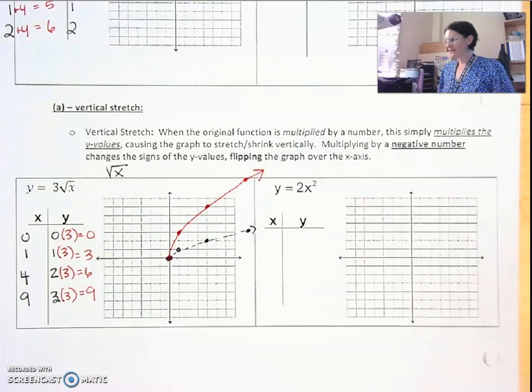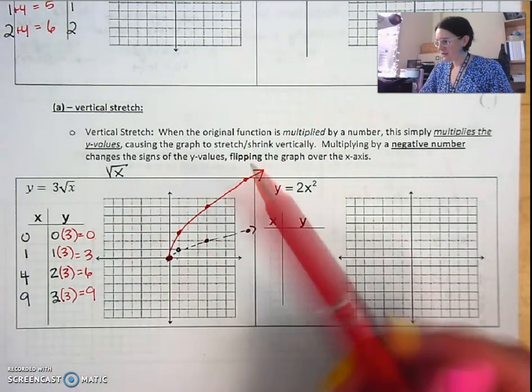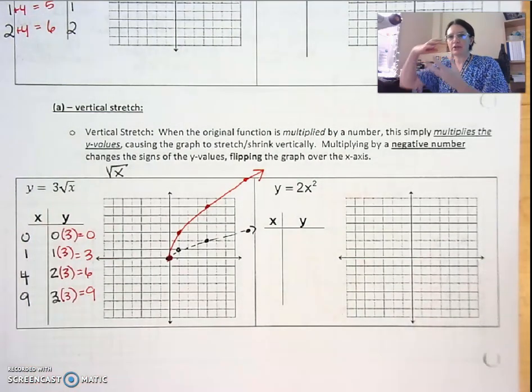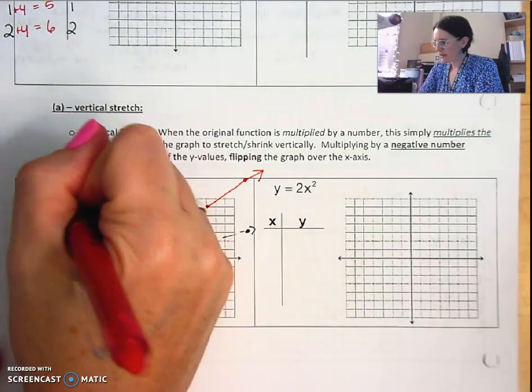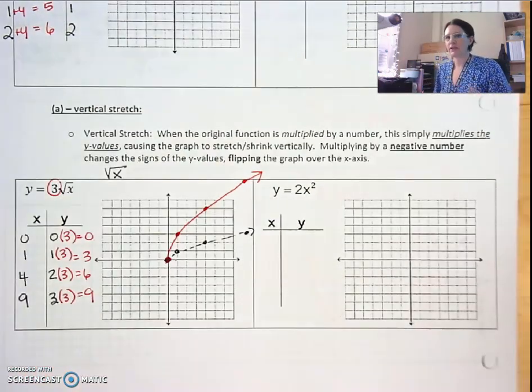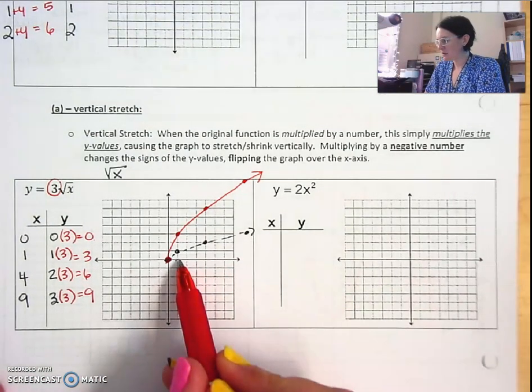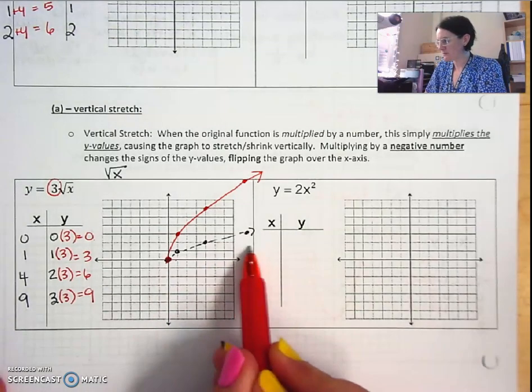Right. So you can see that when there's a number in front and you're multiplying all your y's by that number, it's going to stretch the graph up. If this number right here was a fraction, 1/2, 1/3, it would take your y's and make them smaller, and so that would compress your graph to below the original one.